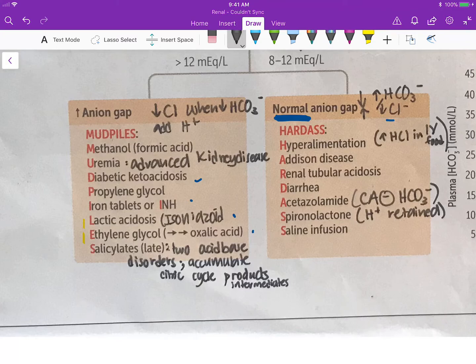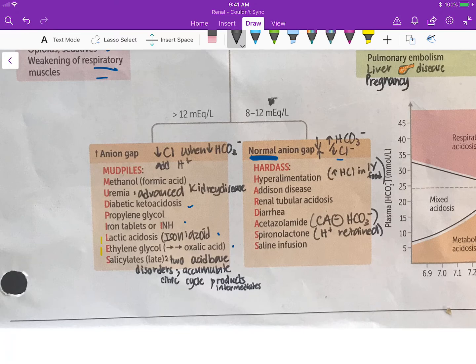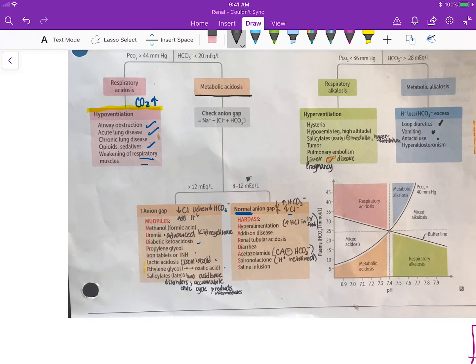If they have advanced kidney disease, they have uremia. All of these things are going to lead to an increased anion gap, and they're going to give you metabolic acidosis. You can see right here, metabolic acidosis.